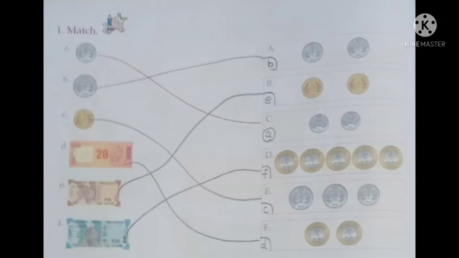Now the last one is a 50 rupee note. Then comes a 10 rupee note. We can see we are having on D place 2 coins of 5 rupees each. So we will match the 50 rupee note with these 5 coins of 10 rupees each.